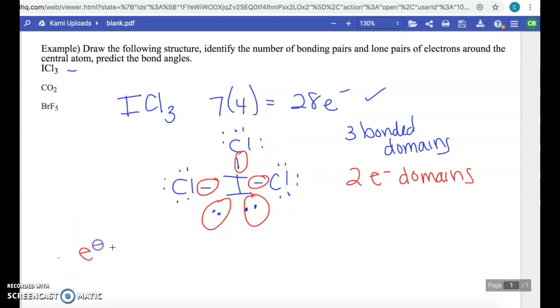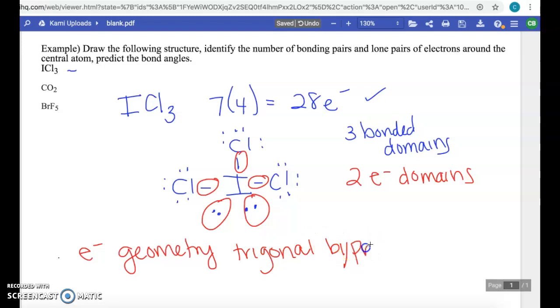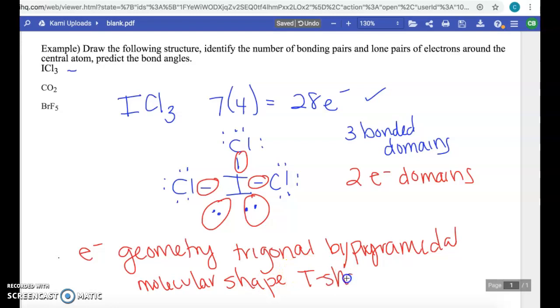So my electron geometry is trigonal bipyramidal, and then my molecular shape is T-shaped. And in between each of my bonds here, I would expect a 90-degree angle. If you have any questions, let me know.